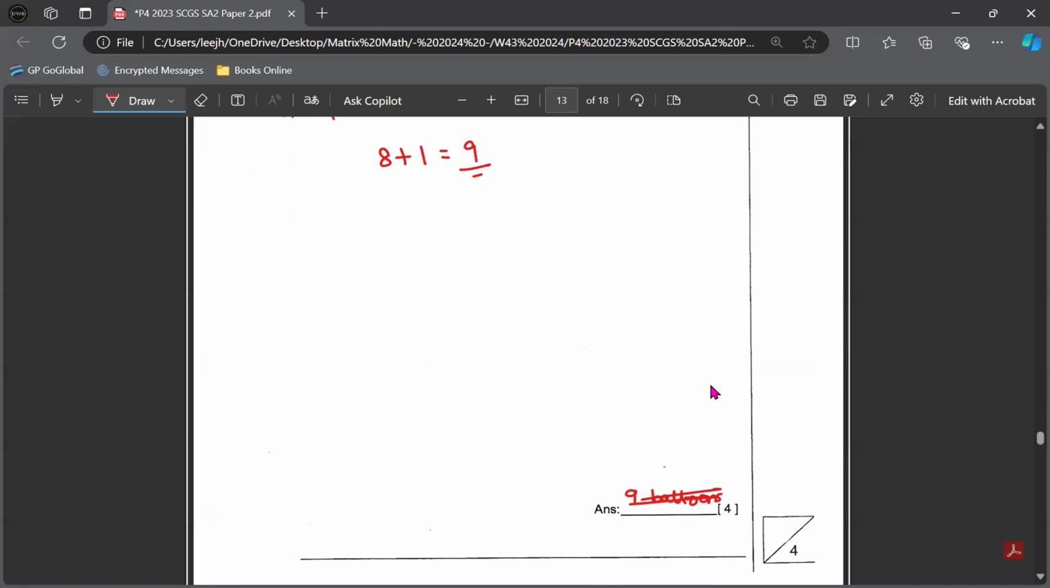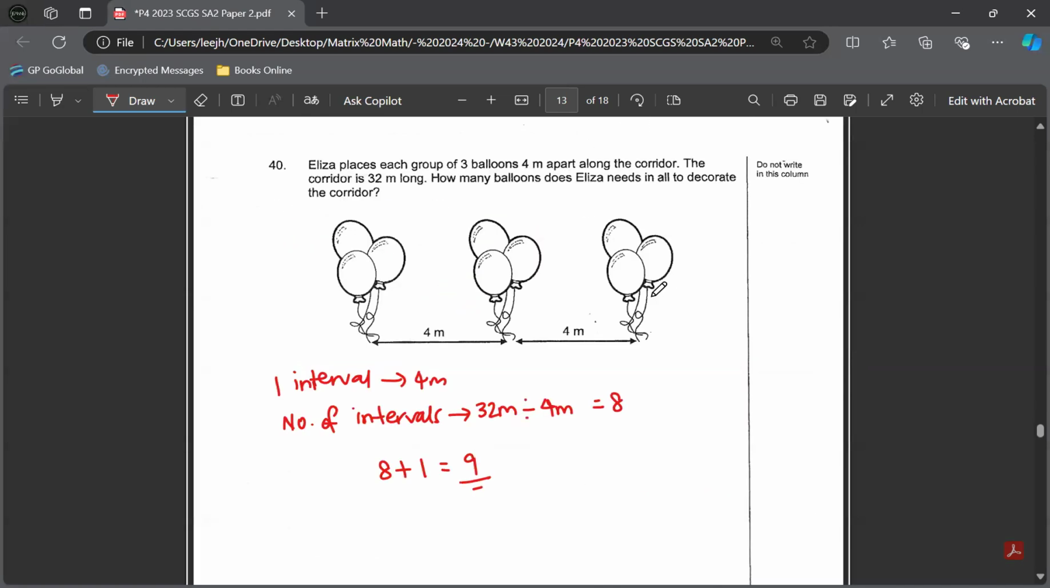Oh, no need, not 9 balloons. It's actually how many balloons in all. So one group has 3 balloons. So 9 groups.